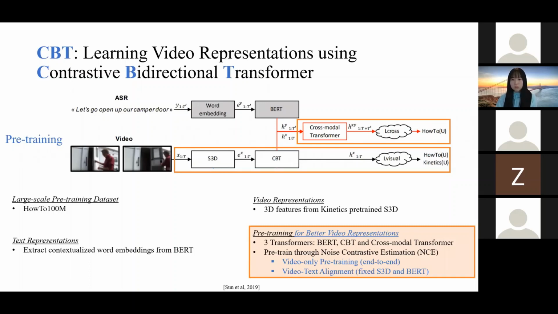The pre-training is supervised by 2 pre-training tasks, both with a noise contrastive estimation loss, or NCE loss. NCE loss encourages the model to learn to identify the correct instance given the context compared to a set of negative distractors. The two pre-training tasks are end-to-end video-only pre-training for S3D and CBT, and video text alignment pre-training for the cross-modal transformer and then CBT.